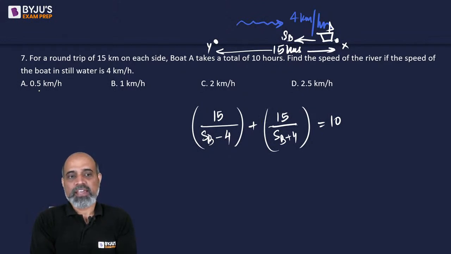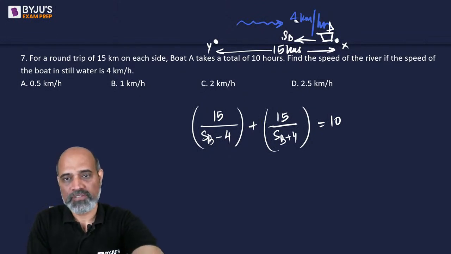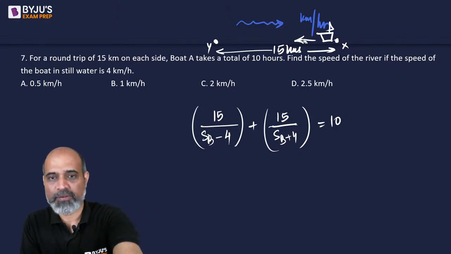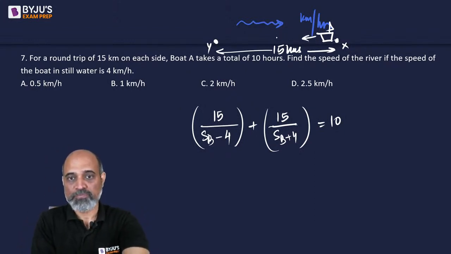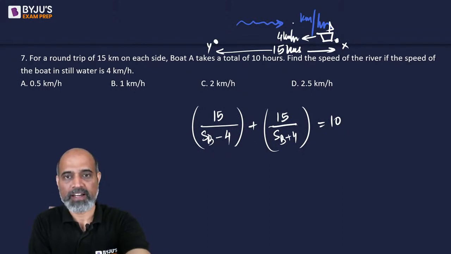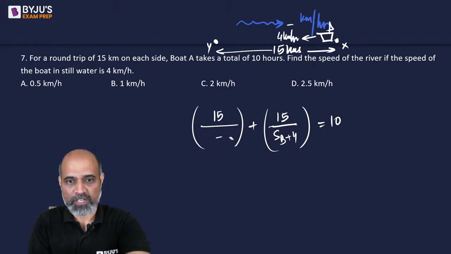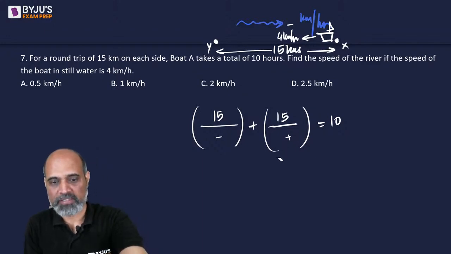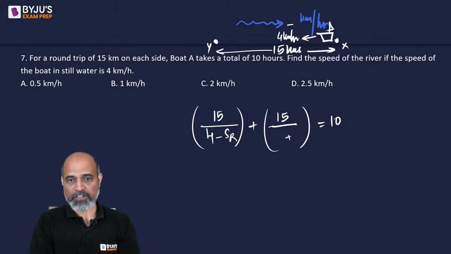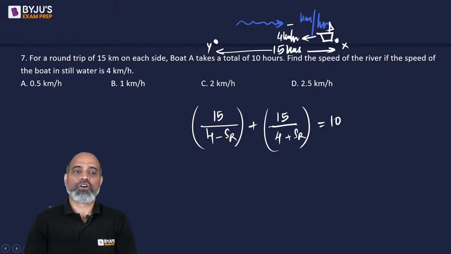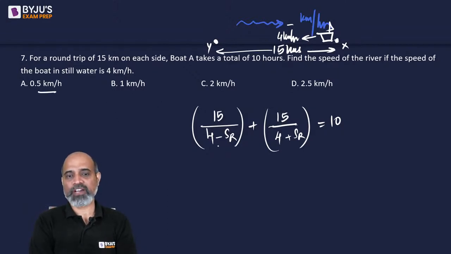अच्छा, boat is given as 4. क्या हो रहा है मेरे को? Why am I misreading this? So speed of boat is given as 4 km/h and speed of river is not known. So actually it's going to be 4 minus speed of river and 4 plus speed of river. So we'll start with the options. Pehla option 0.5. 4 minus 0.5 is 3.5. 15 divided by 3.5, नहीं हो रहा divide. 3.5 के टेबल में 15 नहीं आता ना, ठीक है?